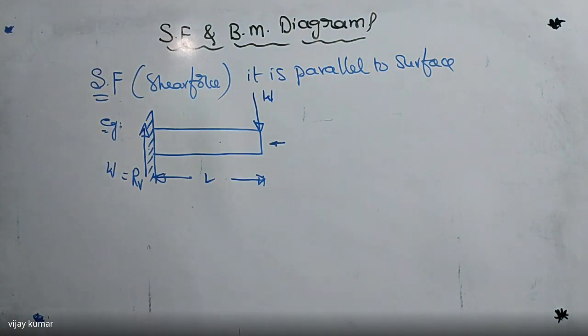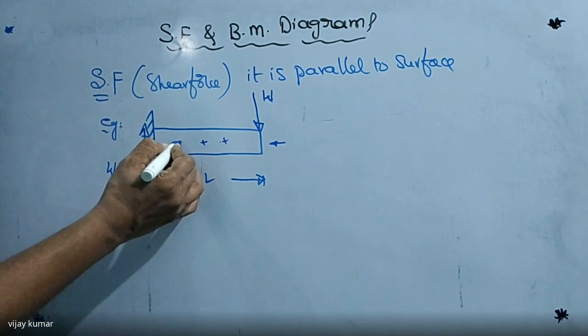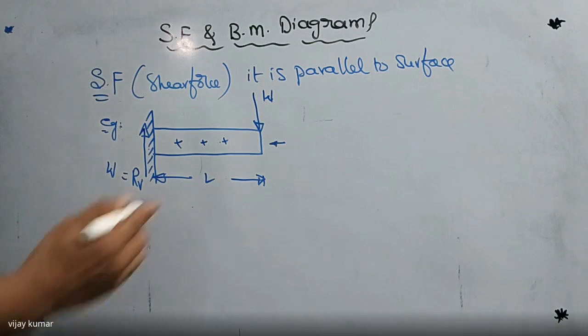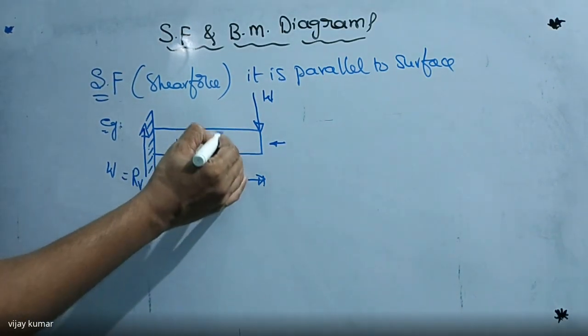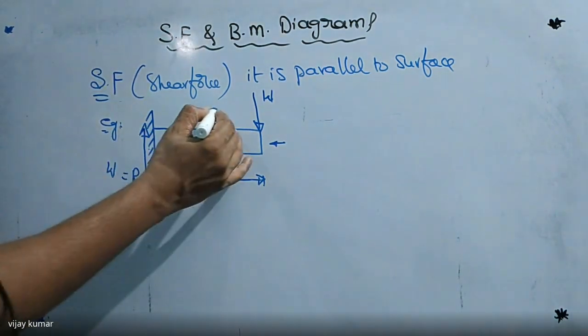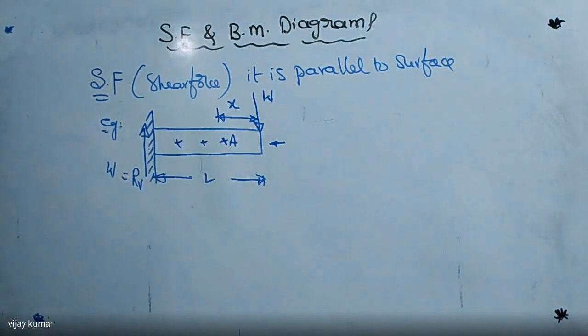Right. So here I want to find the shear force. For example, I want to find the shear force at any point along the length of the beam, not only at one point, at any point. I want to find the shear force value. For example, at this point, which I take as point A. This point A is at a distance of X from the free end of the beam. Are you clear about this one?